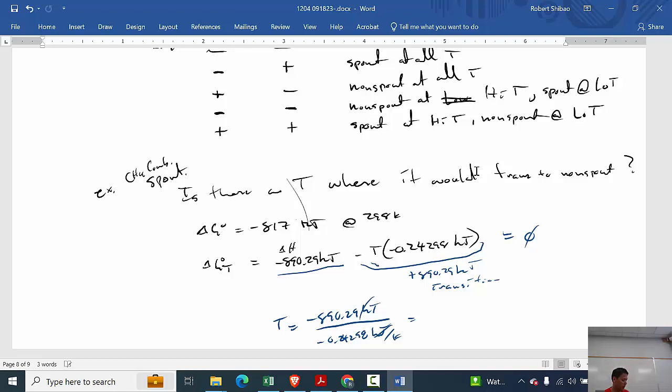So it's going to be 890.29 divided by 0.24298. That's 3,664 Kelvin. And so we want a temperature greater than 3,664 Kelvin, minus 273, or 3,391 degrees C.